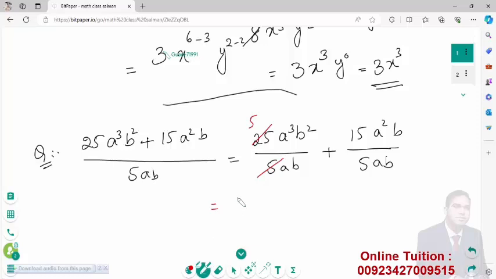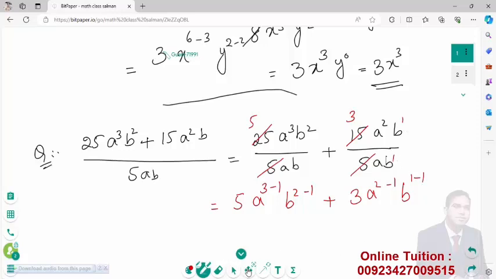Okay, 5 5s are, okay. a to the power 3 -1, b to the power 2 -1, because ये जब ऊपर जाएंगे इनके साइन चेंज हो जाएंगे, ओके। प्लस 5 1s are 5, 3s are 3, a to the power 2 -1, b to the power 1 -1, 1 this is 1 this is, okay.